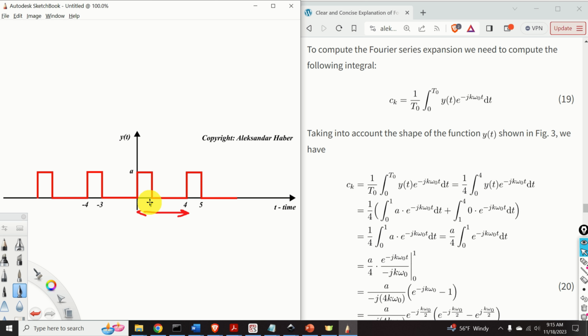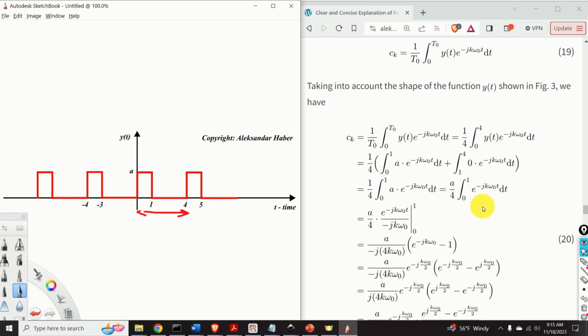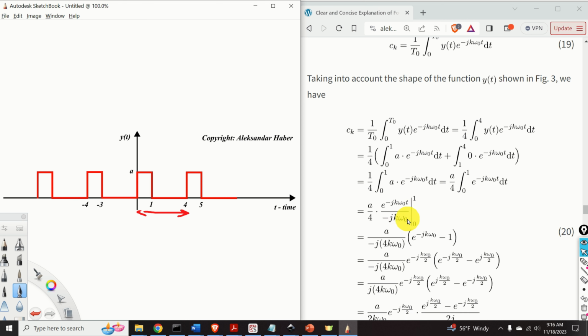However, what is our function y of t? From 0 to 1, this function is equal to A, and consequently over here, I write A. Then, from 1 to 4, this function is 0. Consequently, this whole term is equal to 0. And our integral only becomes this part. A is a constant and it can go out of the integration and I obtain this integral. This integral is the standard integral of the form e to the minus k multiplying some constant multiplying time. Consequently, the solution is given over here.